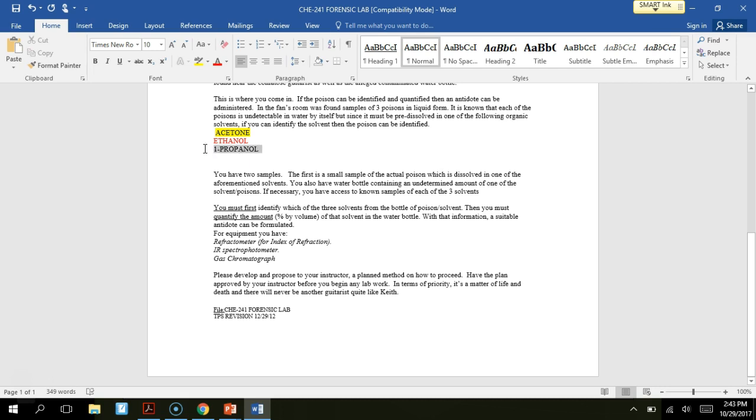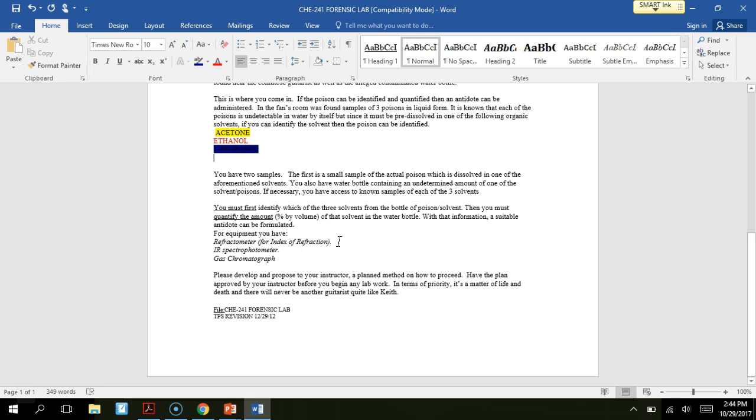Okay, now every year it's a little bit different. Sometimes it's prepared that you have one propanol, sometimes you have two propanol, but regardless, you have propanol here. From that, what you have to do is develop a way to determine which solvent is there, and you have to tell me how much is there.